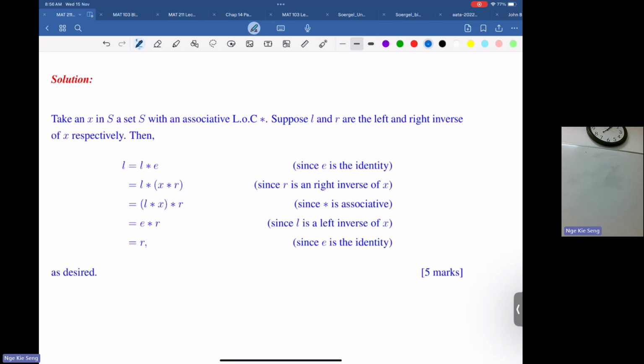I see quite a lot of you also using your own steps when you show the left and right inverses agree. It's fine, but I prefer this way. Why do I prefer this way? Because I can immediately see that L equals R. They must agree, right? So I'm going to show L is R. I prefer this writing style. It's straightforward, and people can check and see.